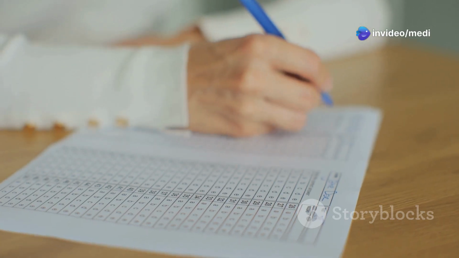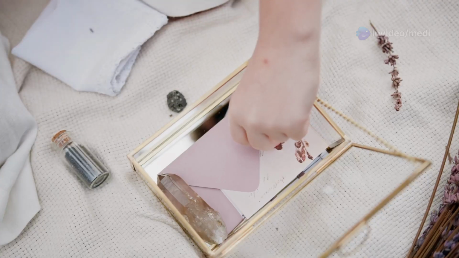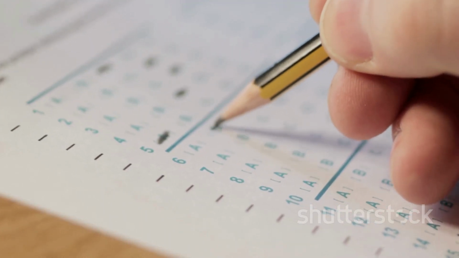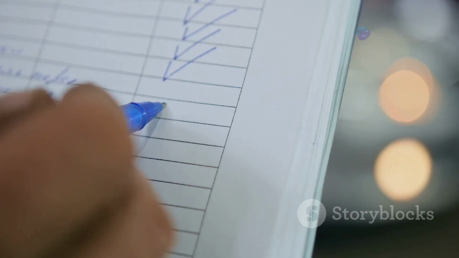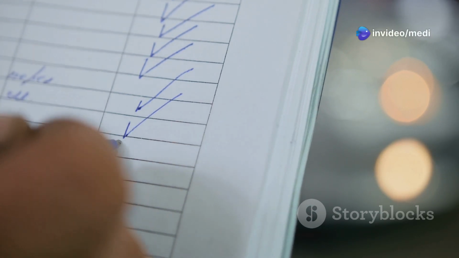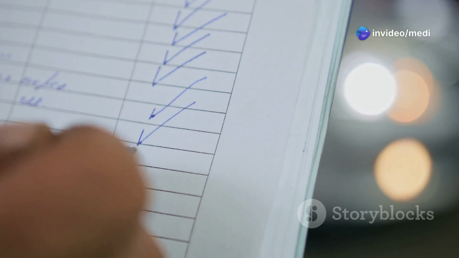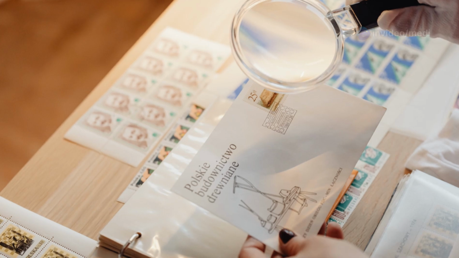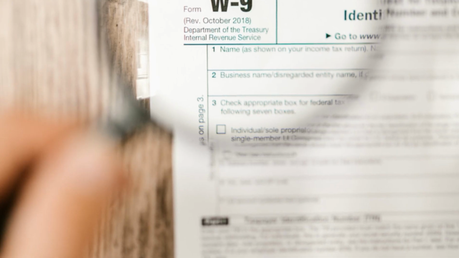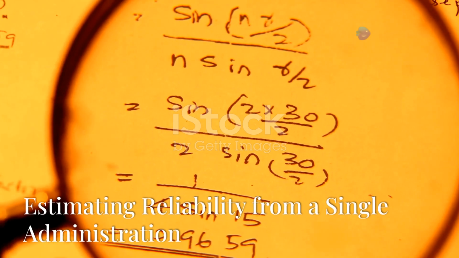If the test is reliable, students should score similarly on both halves. This method is easier than creating two separate tests. However, it only tells us about the consistency within the test, not across different versions. Split-half reliability is a useful tool for quickly assessing the internal consistency of a test. It helps us identify potential problems with individual items or sections that might be affecting the overall reliability.